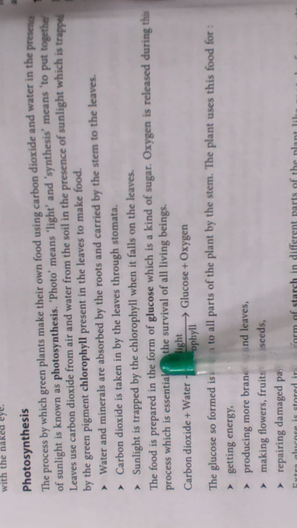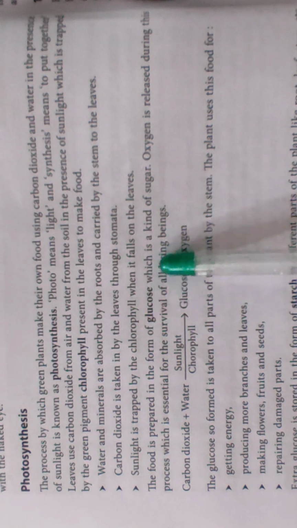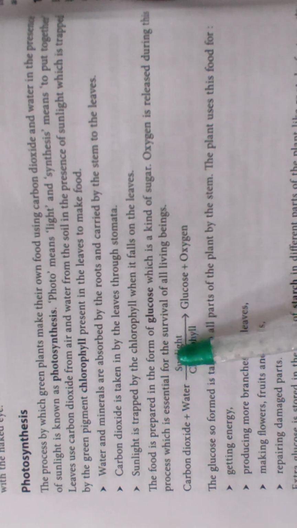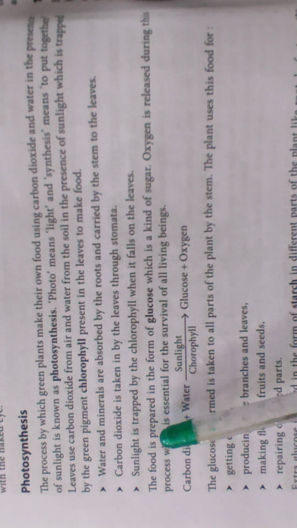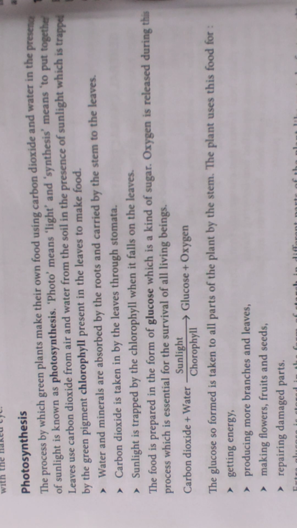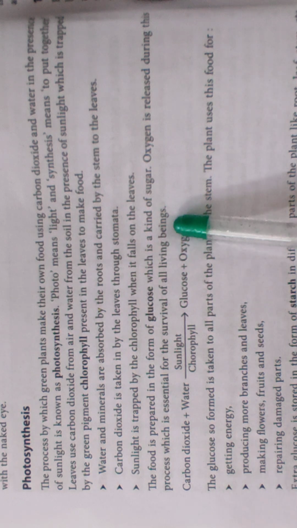Now the food is prepared in the form of glucose, which is a kind of sugar. Oxygen is released during this process, which is essential for the survival of all living beings. So when plants make their food, they give out oxygen, which is very vital for our survival.